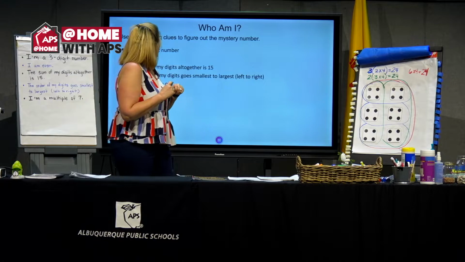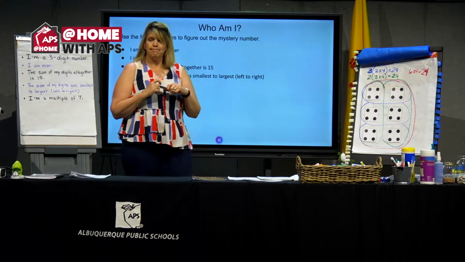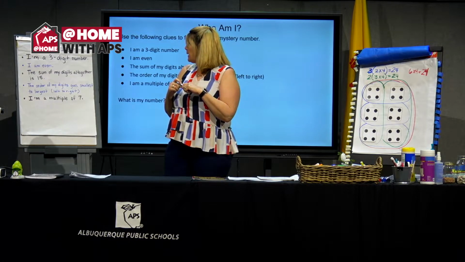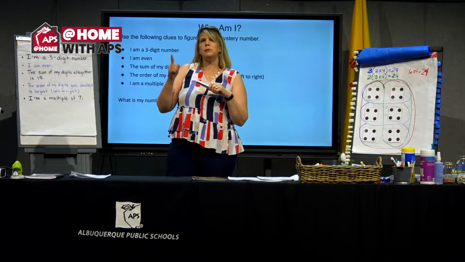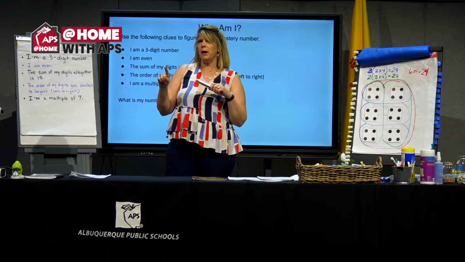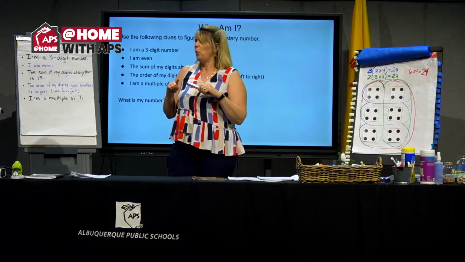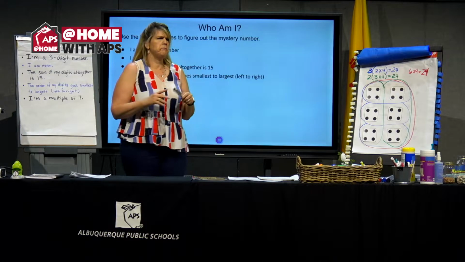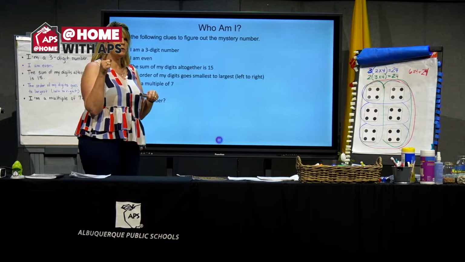I am a 3-digit number, okay? I am even. The sum of my digits altogether is 15, and the order of my digits goes smallest to largest, left to right. I am a multiple of 7. What number am I? Can you think about that right now, what you might do first?